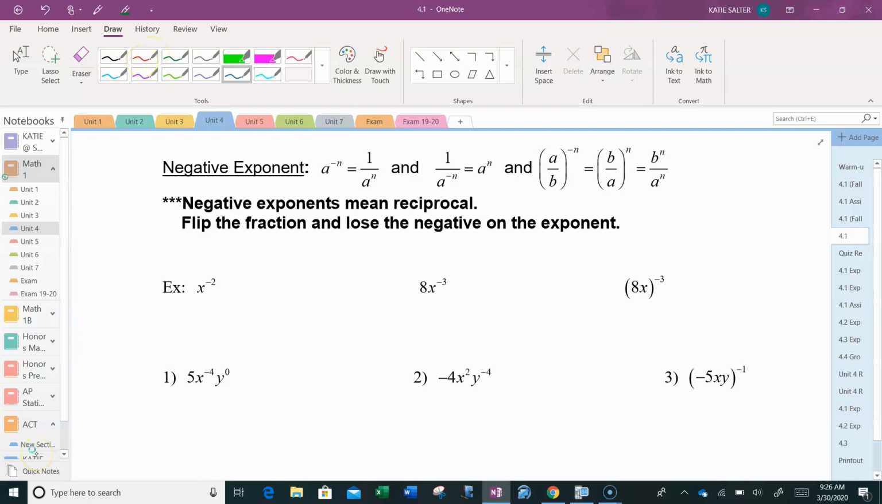Okay, so let's start out basic. x raised to the -2 power. As soon as I see that negative exponent, I know I need to get rid of it. So really what that means is 1/x to the +2 power.